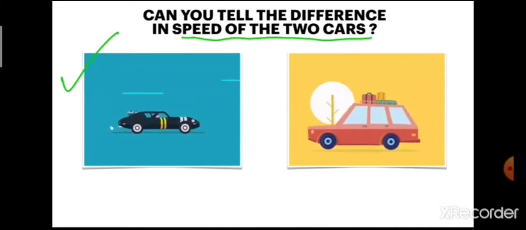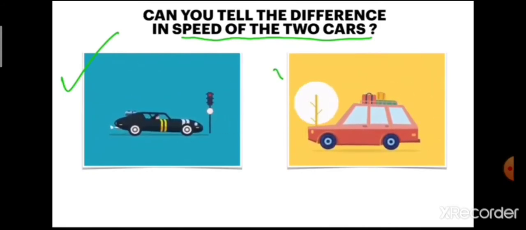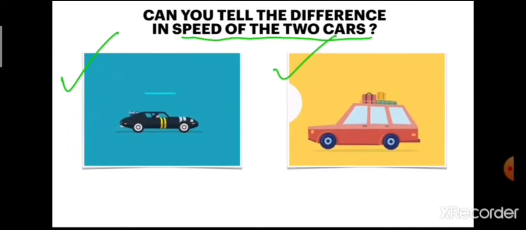But on the other hand, the car on the right side is moving with a constant speed. It is not stopping in between. It is moving with the constant speed, same speed. The speed of the second car is not changing. So we have names for this kind of motion.